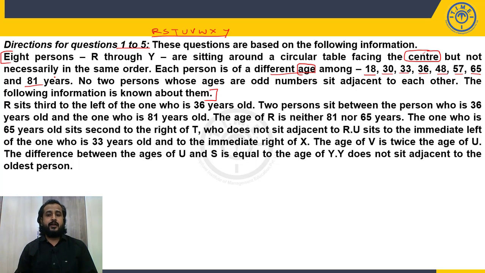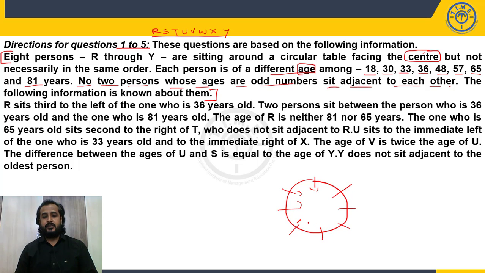So we are a bit lucky. Sometimes they may not give the values. While going through the information, we will get the values. But here the values are directly given. So no problem. No two persons whose ages are odd numbers sit adjacent to each other. What do you mean by this? Let's see here. How many persons in the arrangement? 8 persons. And you know in a closed figure, the distance between adjacent persons will be equal. Right. So 8 persons are there and all of them are facing towards the center. So it is our basic structure. But what is the twist that is given?